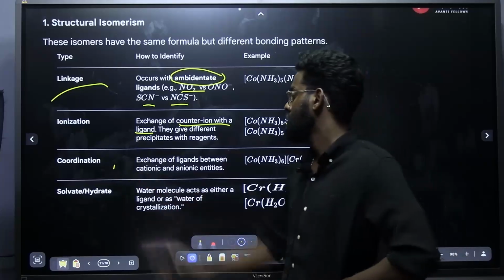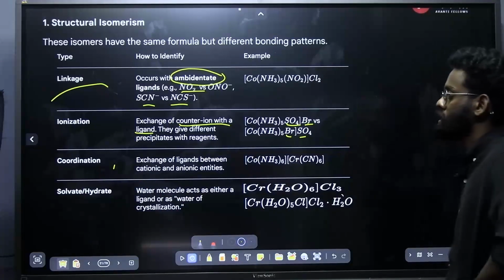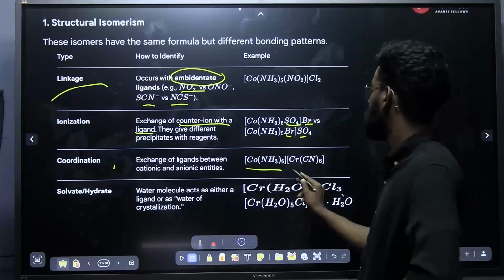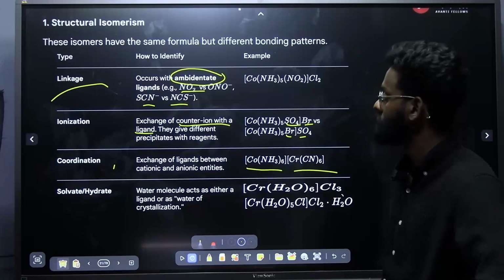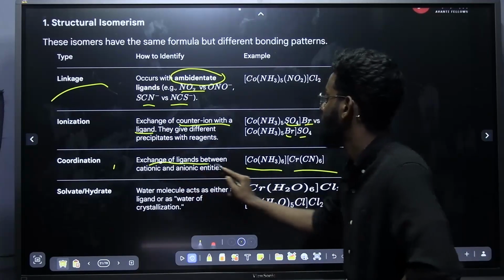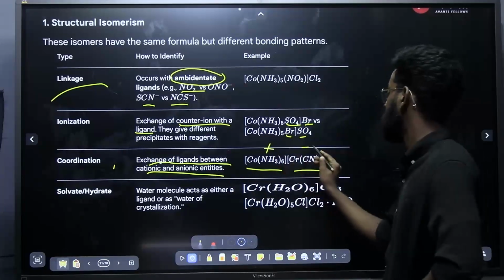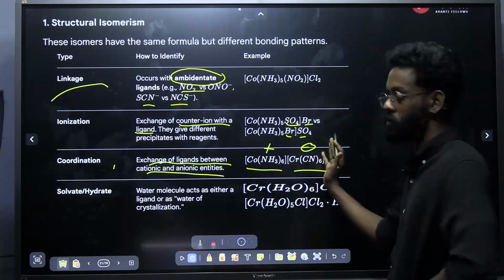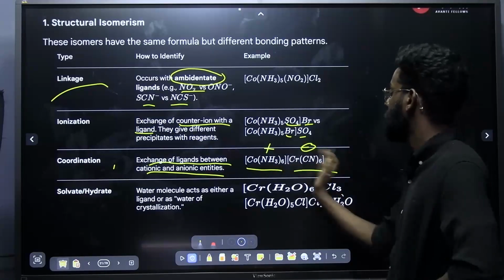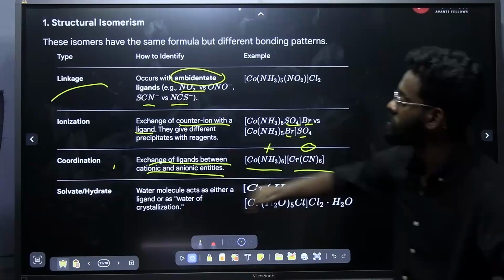Then coordination isomerism. For forming coordination isomerism, what is the primary thing? There should be two coordination spheres, and there should be exchange of ligands between the cationic and anionic entities. This is the cationic entity and this is the anionic entity. Left side will be the cation, right side will be the anion. If there is an exchange of ligand between these two, those will be coordination isomers.